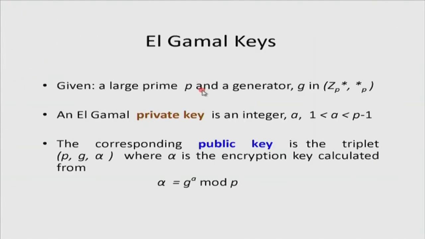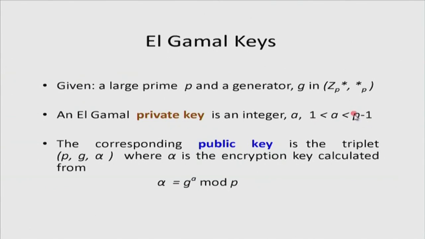Okay, so from key exchange to authentication. We can use this idea of the discrete log to actually do encryption. So once again, you have a large prime P and a generator g in this group Zp star with operation multiplication modulo P. Now what is the private key in this case, and what is the public key? An ElGamal private key is an integer a. So choose some random integer a between 1 and P minus 1.